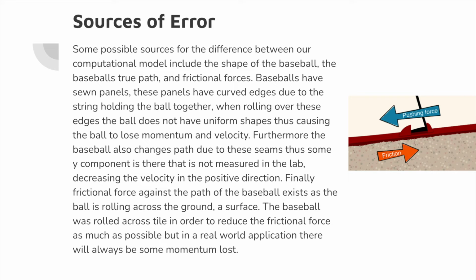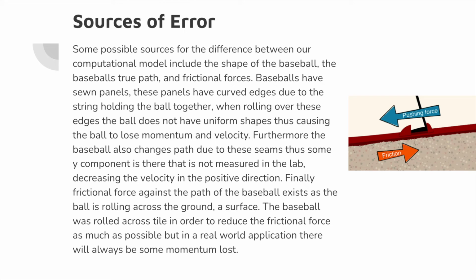Sources of error. Some possible sources for the difference between our computational model include the shape of the baseball's true path, and the frictional forces. Baseballs have sewn panels. These panels have curved edges due to the string holding the baseball together. When rolling over these edges, the ball does not have uniform shape, thus causing the ball to lose momentum and velocity. Furthermore, the baseball also changes path due to these seams, thus some y component is there that is not measured in the lab, decreasing the velocity in the positive direction.